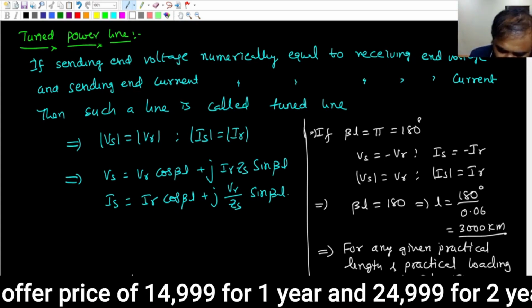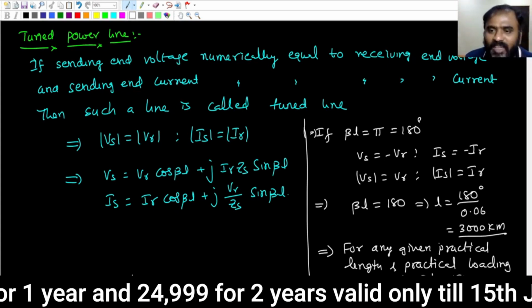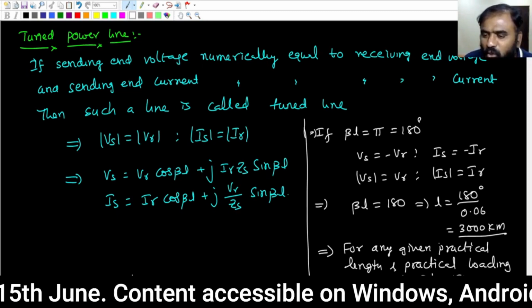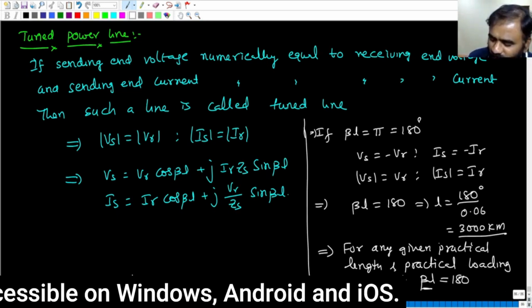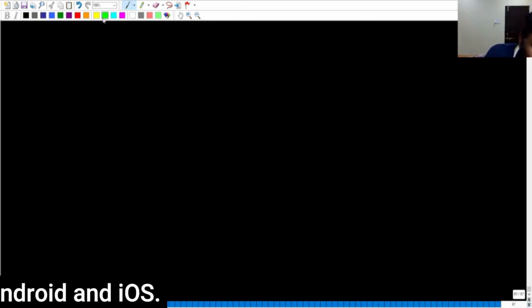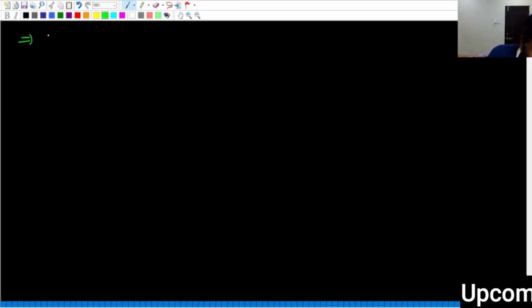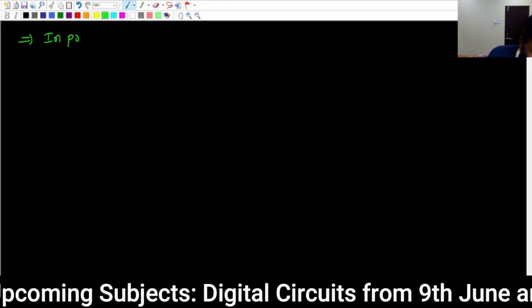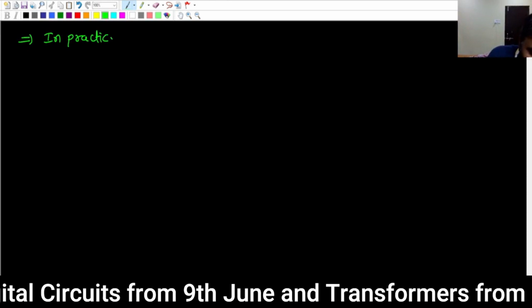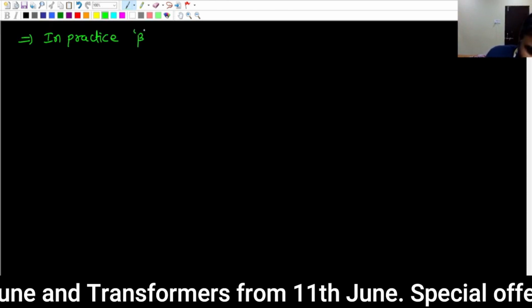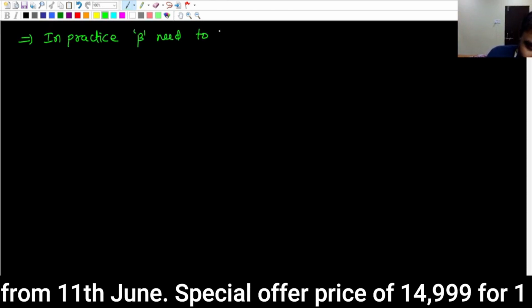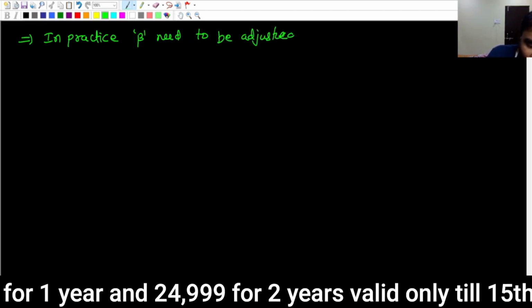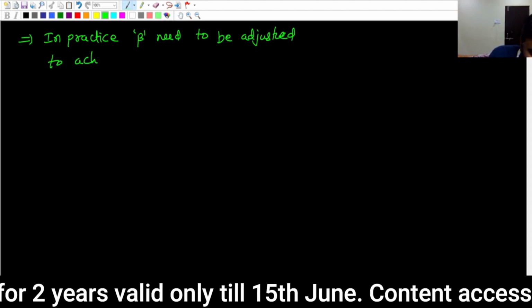Okay, so what can I say? For achieving a tuned line, what we understand from here is that we want beta L to be 180 degrees for any practical length. So for achieving a tuned line, beta needs to be increased. Correct or not? So in practice, beta needs to be adjusted to achieve a tuned line.